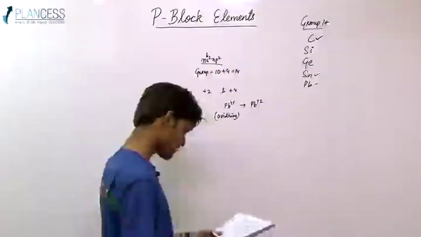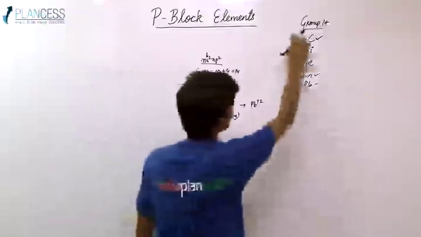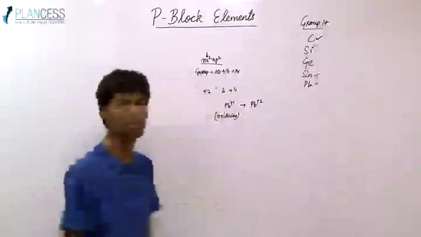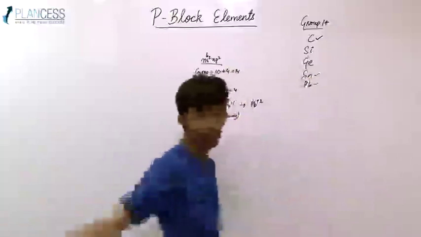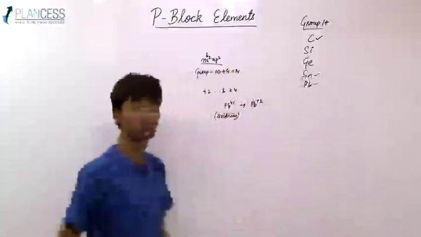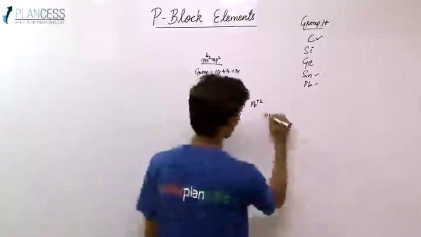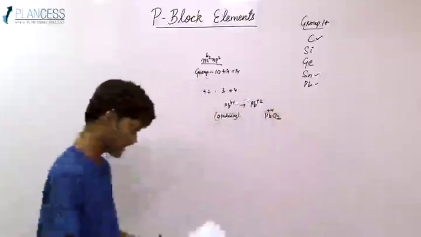Now as far as the reactivity towards oxygen is concerned, CO2, SiO2 and GeO2, that is oxides of carbon, silicon and germanium, are acidic in nature, and the oxides of Sn and Pb are amphoteric in nature, that is SnO2 and PbO2 are amphoteric. SnO and PbO are also amphoteric. PbO2 is a very strong oxidizing agent because Pb exists in the +4 oxidation state.